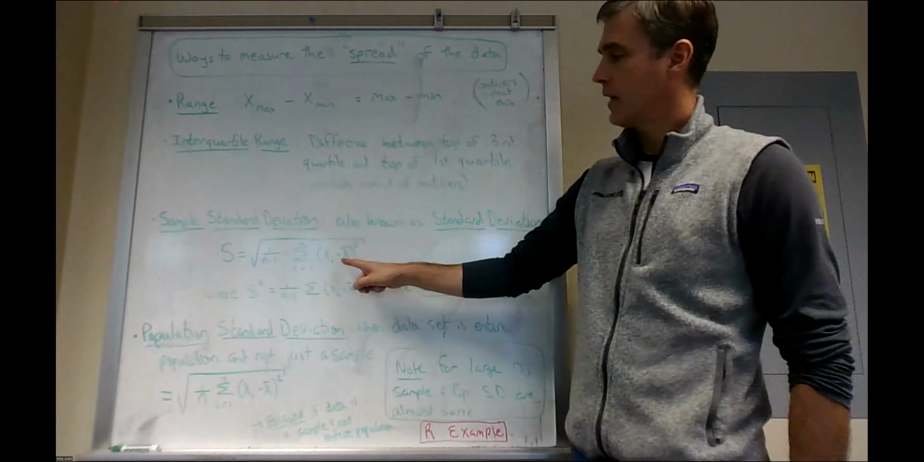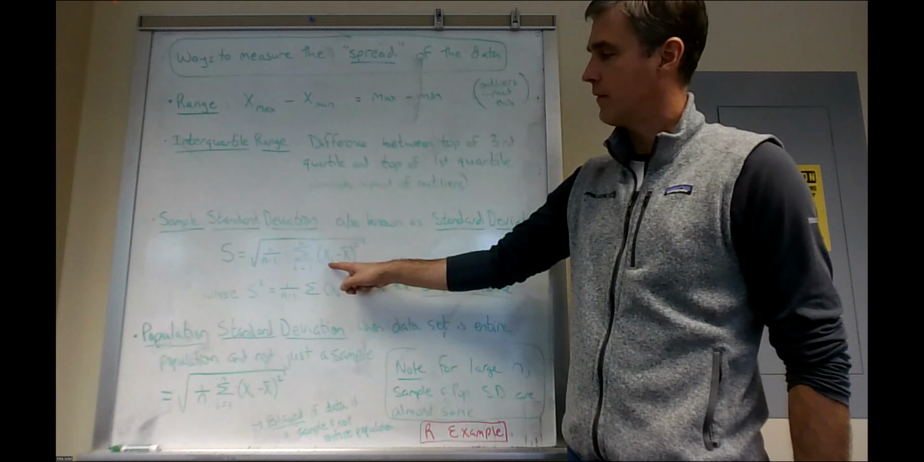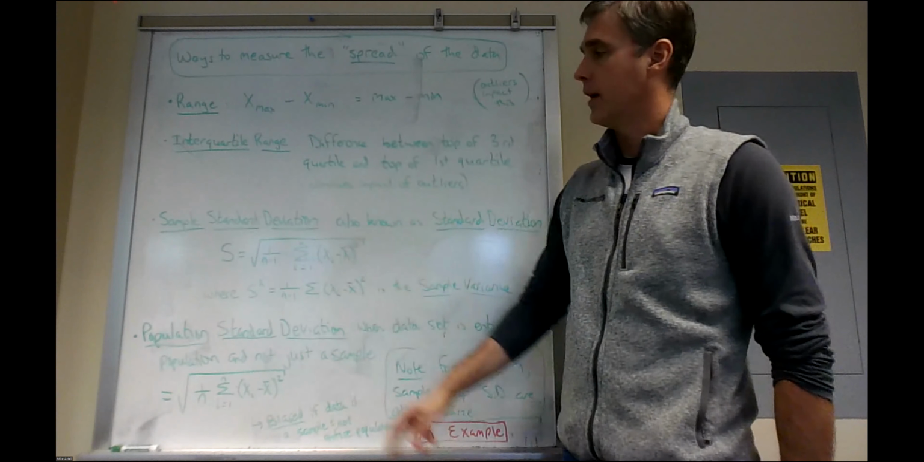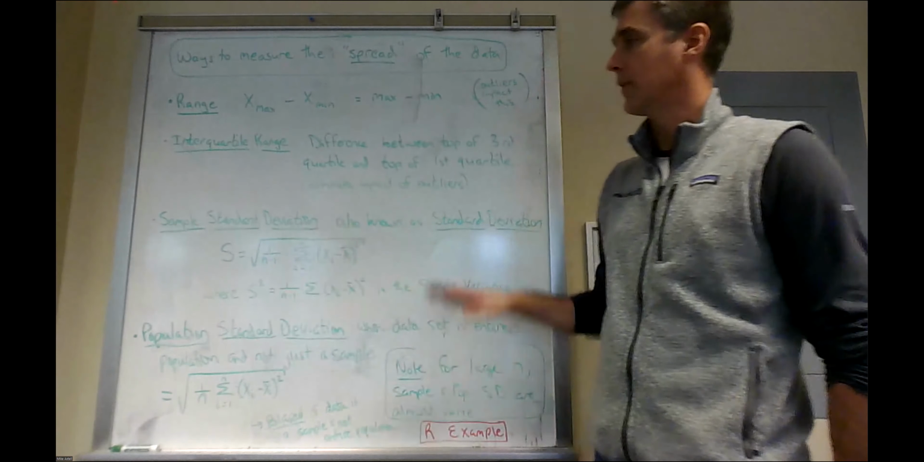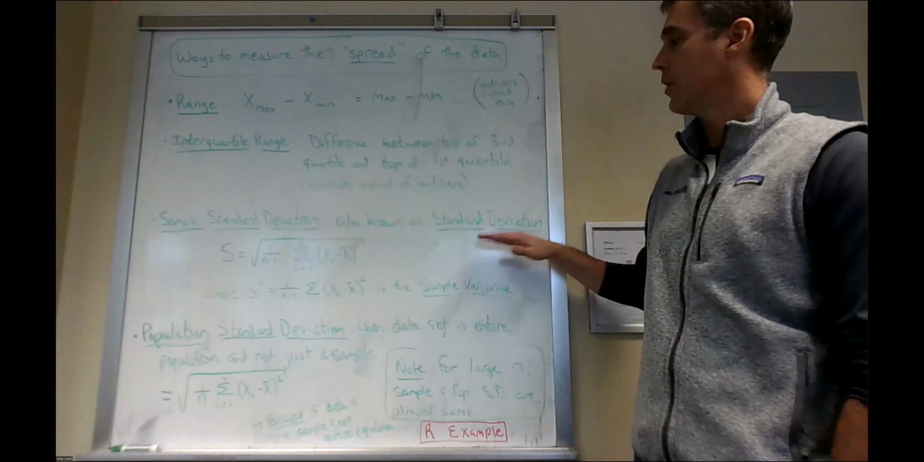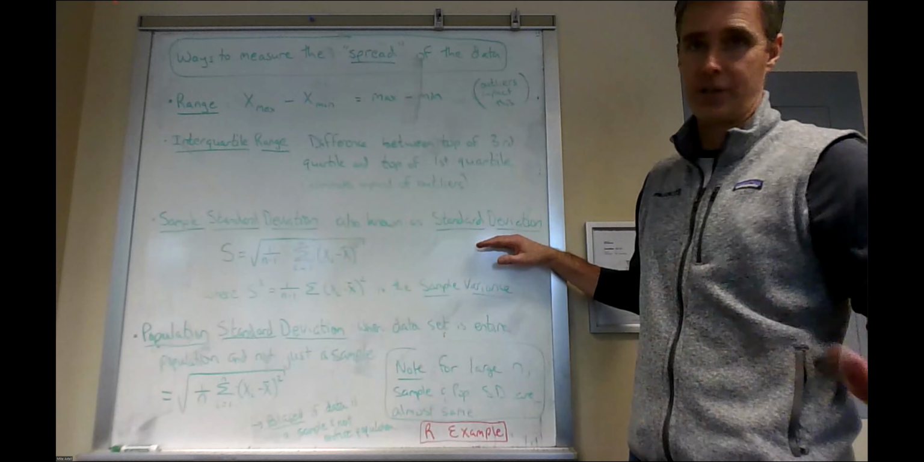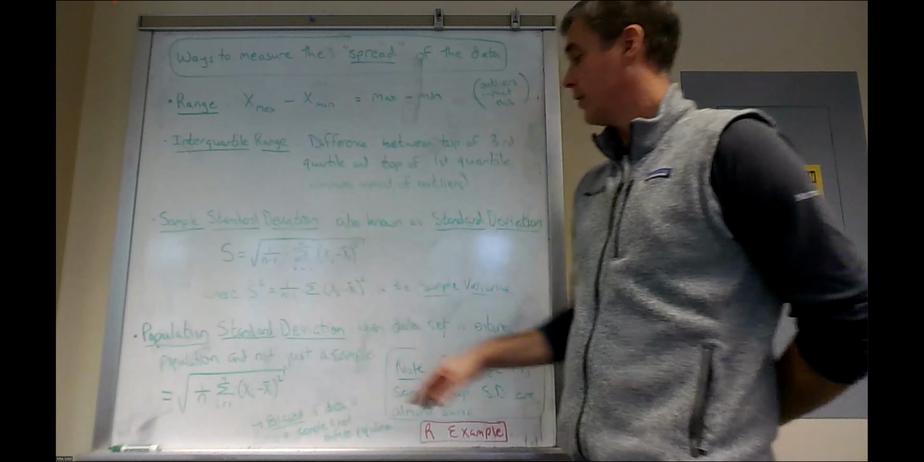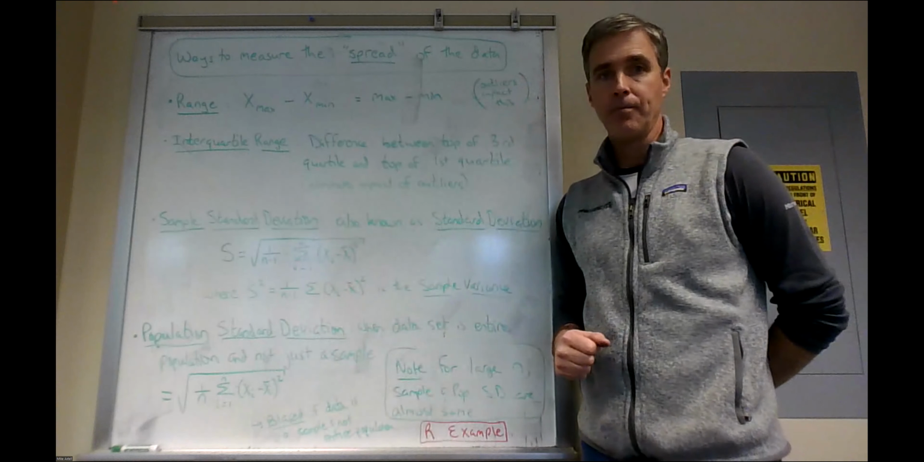So for each of these, I'm taking each data point's difference from the mean, squaring it to make it positive, adding those all together, dividing by n minus 1, and square rooting it. That is called the sample standard deviation, and we also generally refer to that as the standard deviation. If I square both sides, s squared is called the sample variance.